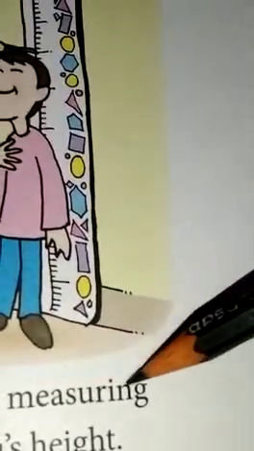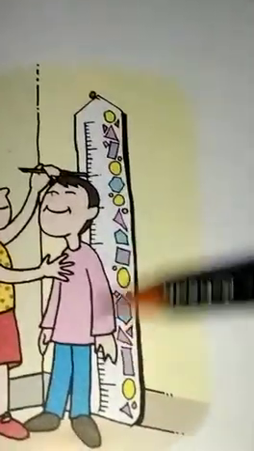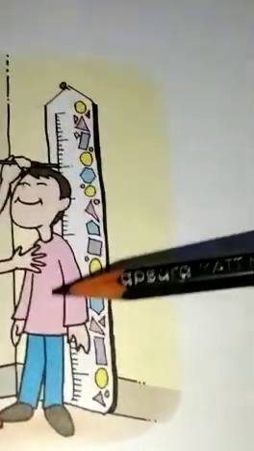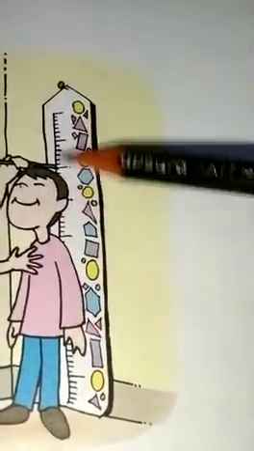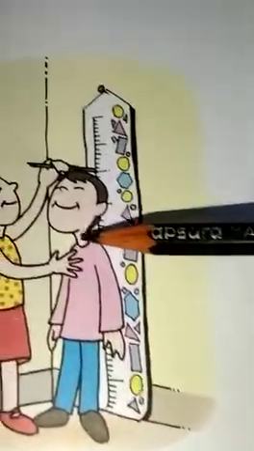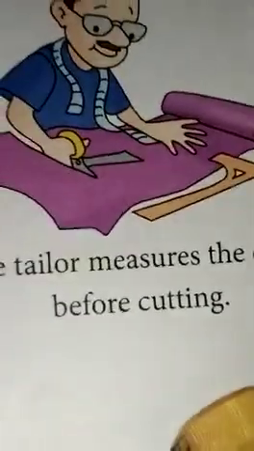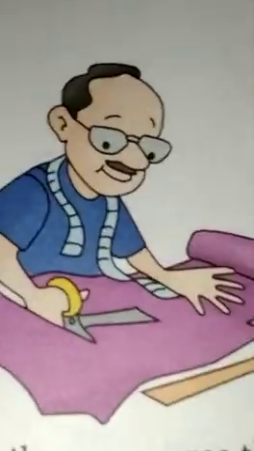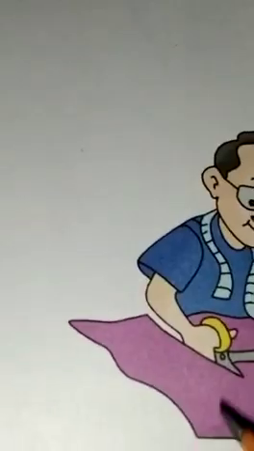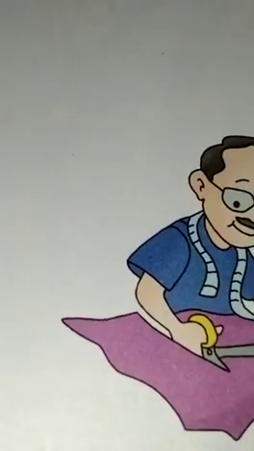Mary is measuring Somu's height. You can see here, this is the measuring tape or ruler. Mary is measuring Somu's height. Next, the tailor is measuring the cloth before cutting. This is also a ruler for measuring, and the tailor is measuring the cloth.